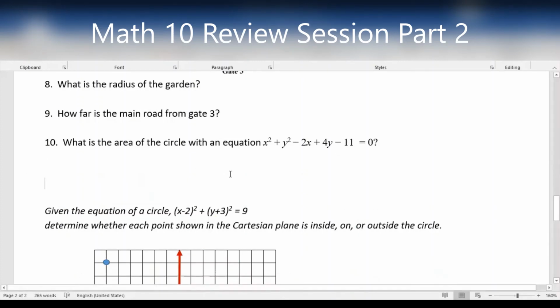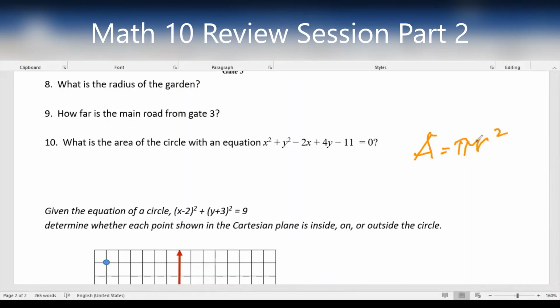Sige. What is the area of the circle with an equation? The equation is in general form. So you have to find the area. But before that, be sure you know the formula to find the area of a circle. So what is the formula of area of a circle? Pi r squared.